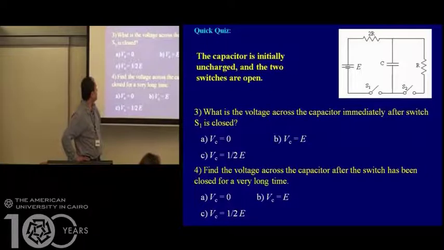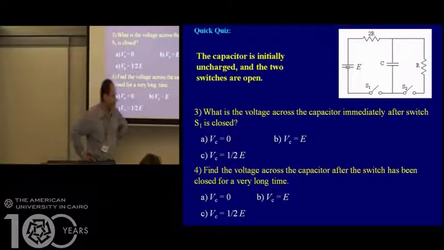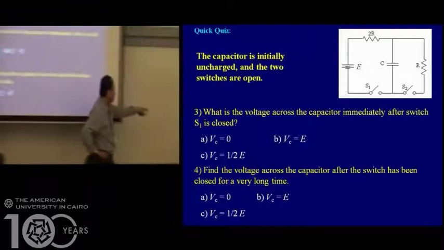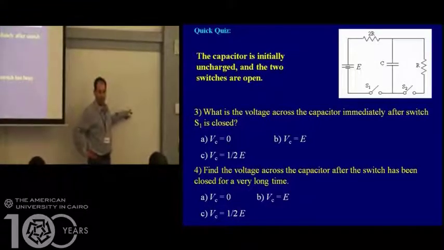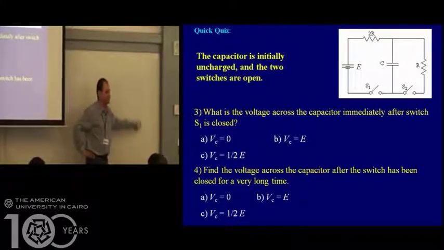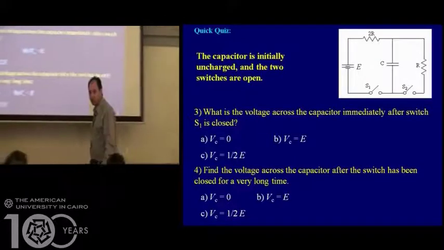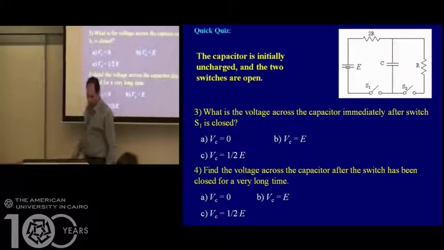Now my question is, what is the voltage across the capacitor immediately after the switch is closed? 0. There's no charge on it, and we know C does not depend on the Q or V, it depends on the geometry, then that means that the potential difference across the plates of the capacitor is 0. And that's the answer.